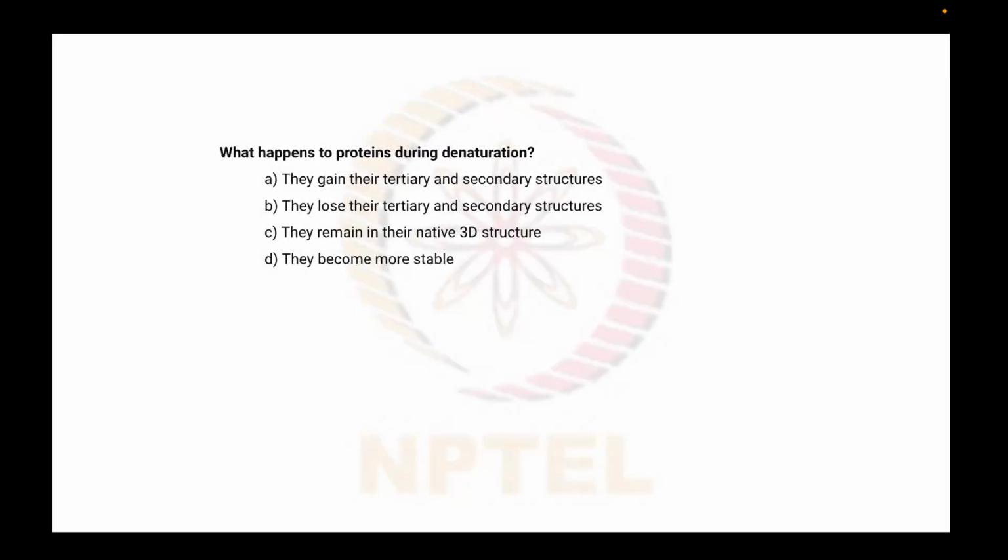However, what happens to proteins during denaturation? Do they gain their tertiary and secondary structure, lose their tertiary and secondary structure, remain in their native 3D structure, or become more stable? What happens to protein during denaturation? Whether they have a gain in structure or loss in their structure, or remain as it is, or become more stable.